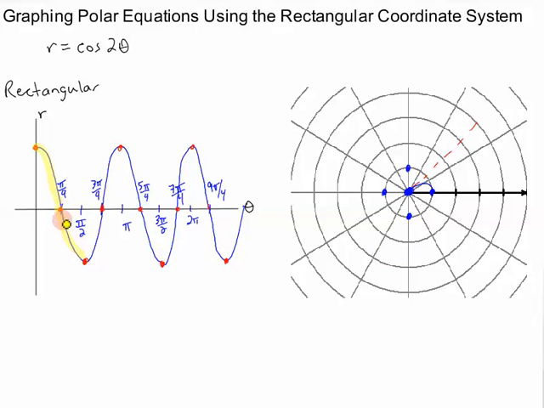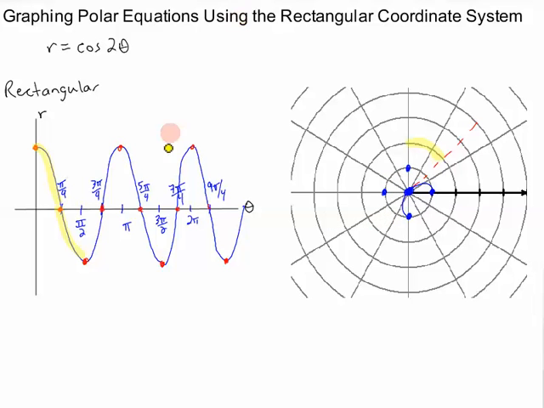Then if we look at the next region from pi over 4 to pi over 2, r keeps decreasing to negative 1. So in our graph over here, pi over 4 to pi over 2 is right here. r goes from 0 down to negative 1. It circles around and comes down to negative 1 at pi over 2, right? Because at pi over 2 it's negative 1, so it has to come down here.